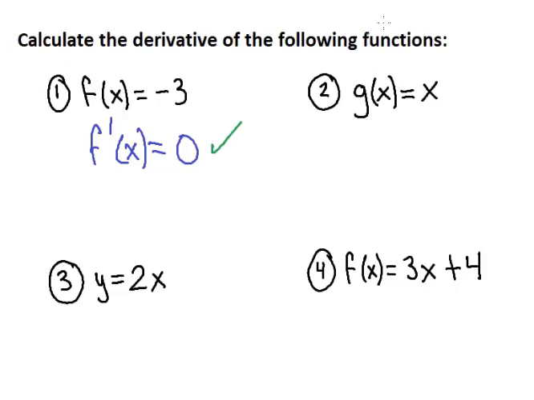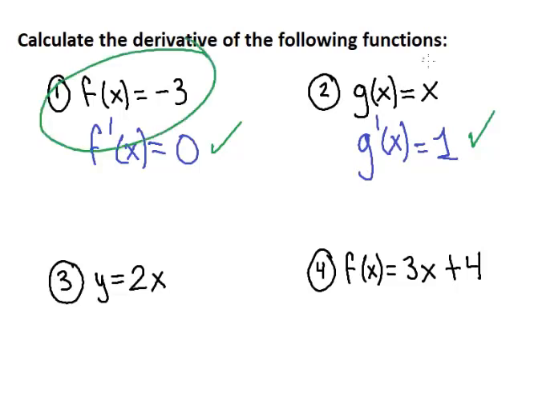Next one. g(x) equals x. Well, derivative of x is 1. So g prime of x would be 1. And that's it. I'm using rule number 1 for the previous one. I'm using rule number 2 for this one. Now let's see the next one.